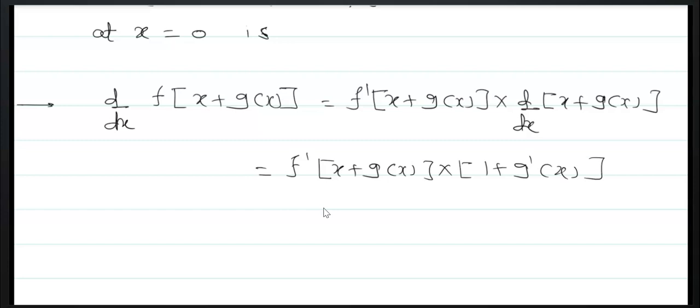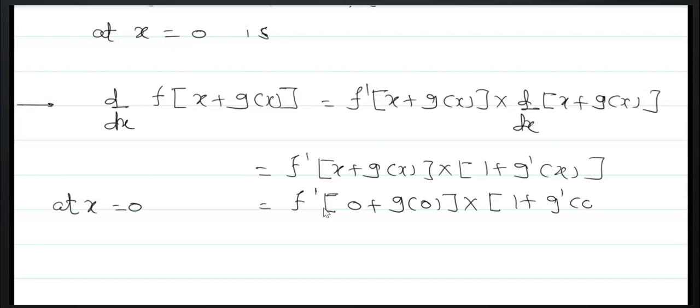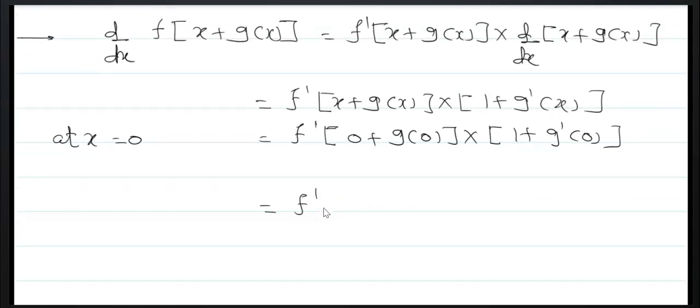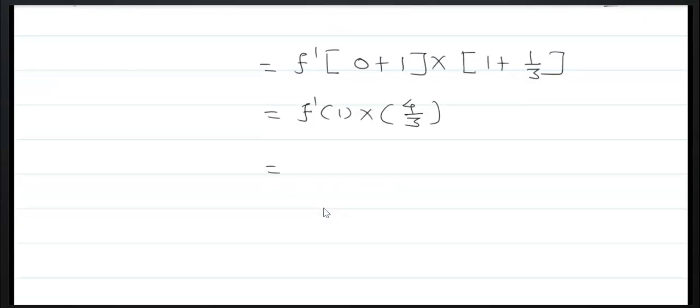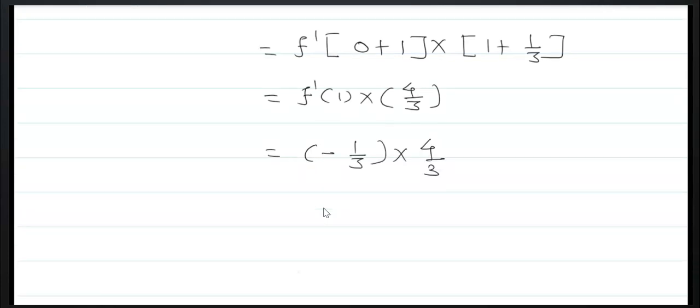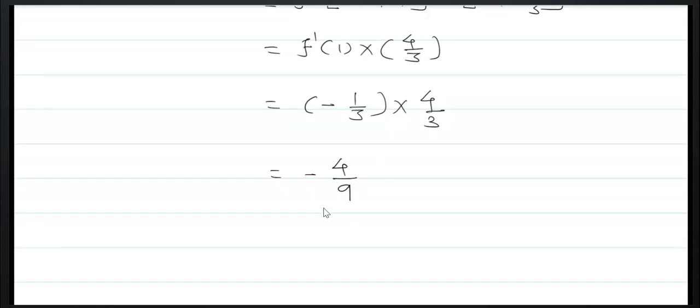At x equals 0, therefore f dash of 0 plus g of 0, and the value of g of 0 is 1, into 1 plus g dash of 0, and g dash of 0 is 1 upon 3. Therefore you get f dash of 1. What is f dash of 1? f dash of 1 is minus 1 upon 3 into 4 upon 3. That is nothing but minus 4 upon 9.